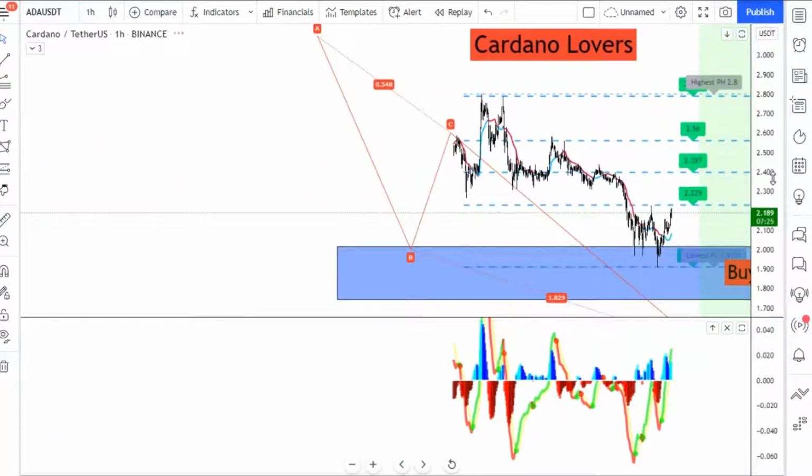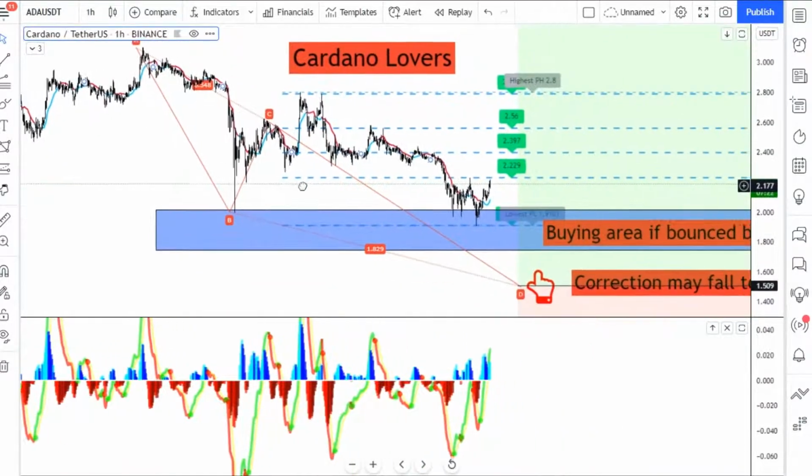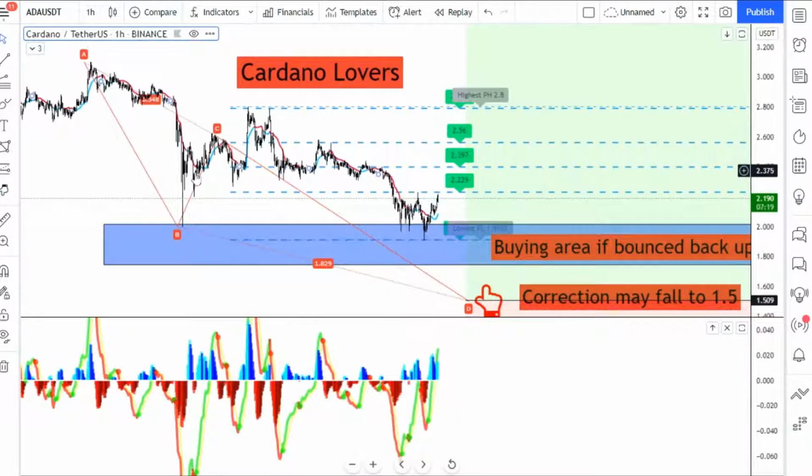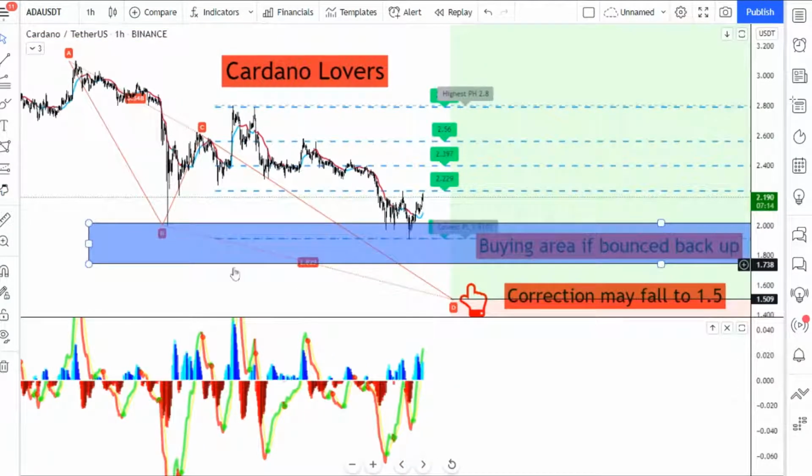Unbelievable. See, that was posted, guys. Okay, you can check this out. I didn't change this drawing. I didn't make it now. That was the previous one. So basically, it is Cardano lovers.